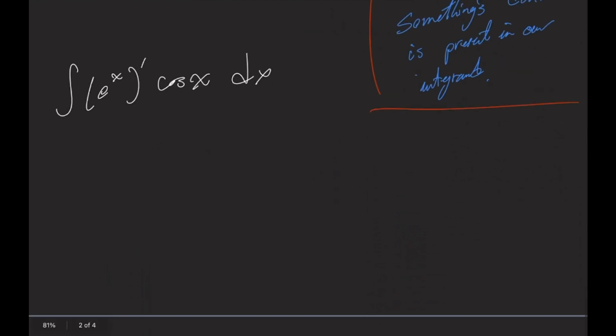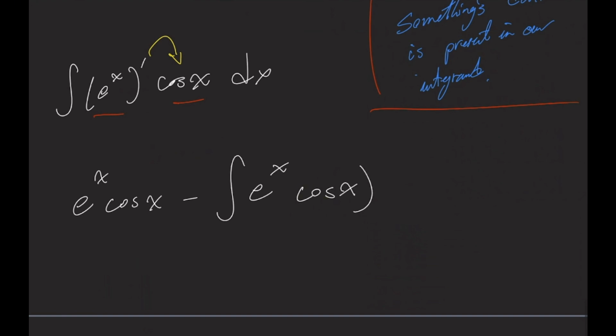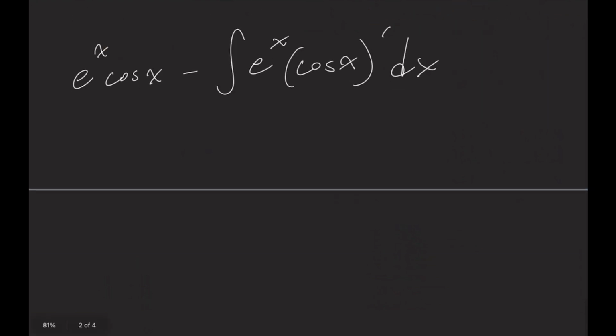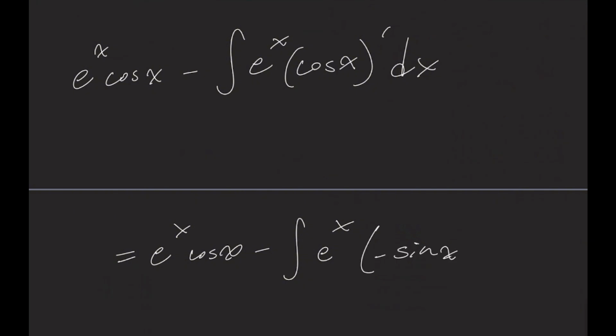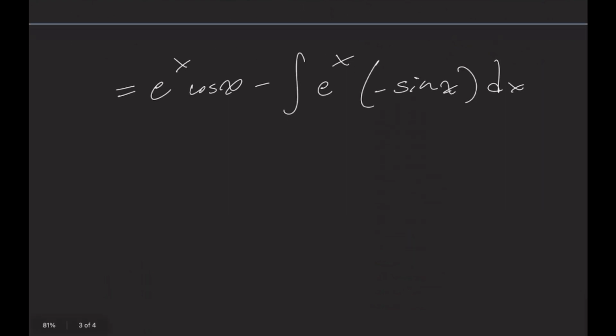All right, so now we can rewrite this. We take the reds, multiply them together, e to the x cosine x, and we minus the integral of, and then the prime shifts over, so we have e to the x times cosine x prime dx. This is rewritten as e to the x cosine x minus the integral of e to the x, and then the derivative of cosine is equal to negative sine dx. And what you know is that the negative is a constant, so we move it out.